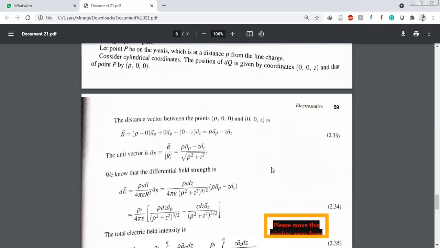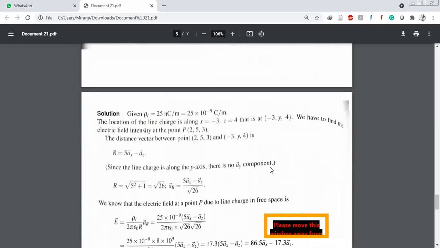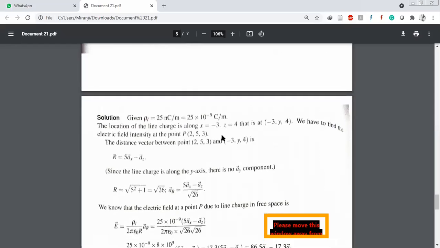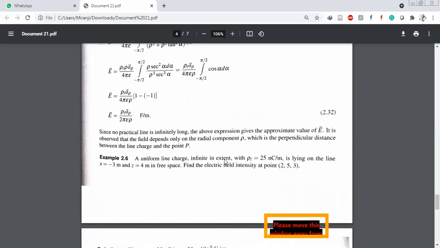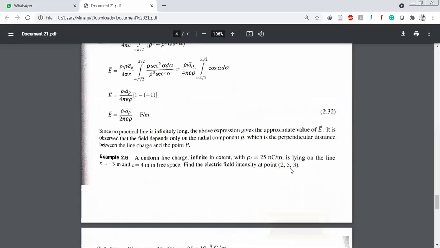Okay, see this problem. Rho L equal to 25 nanocoulombs per meter. The uniform line charge, infinite line in extent, rho L equal to 25 nanocoulomb per meter, is lying on the line x equal to minus 3 meters and z equal to 4 meters in free space. Find the electric field intensity at point 2, 5, 3.